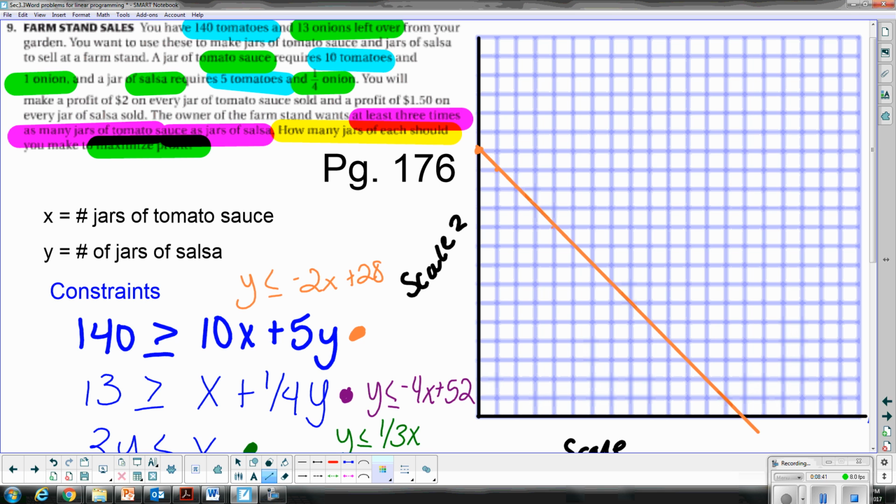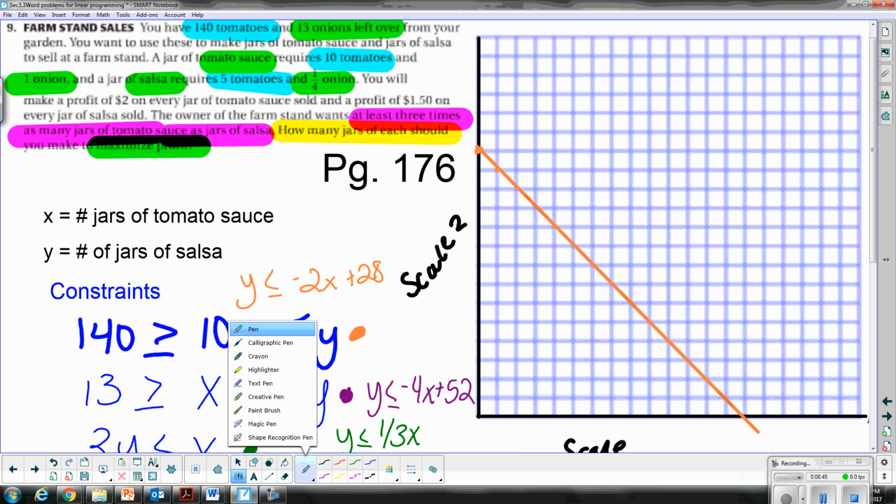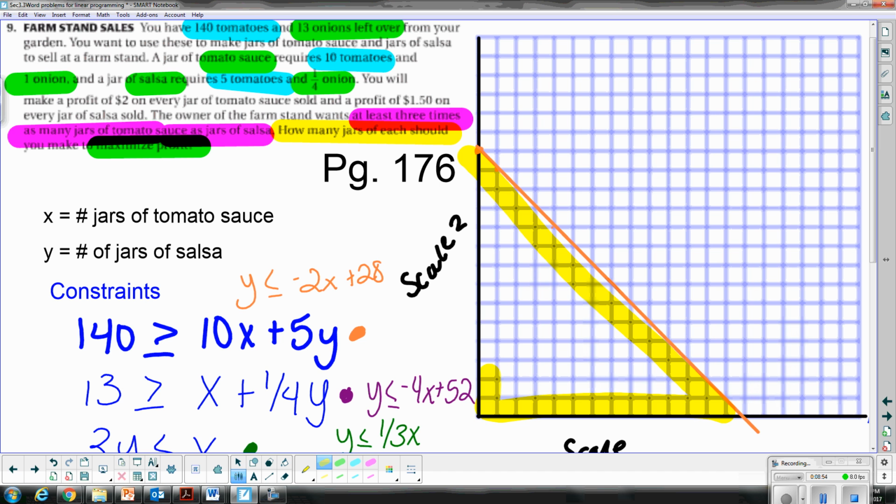And it's always y is less than or equal to. So if I took my highlighter, I'll use yellow. Here's my solution for that first inequality. All right, now my second one.